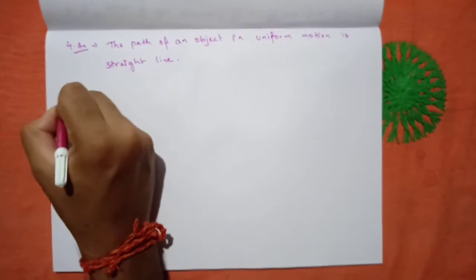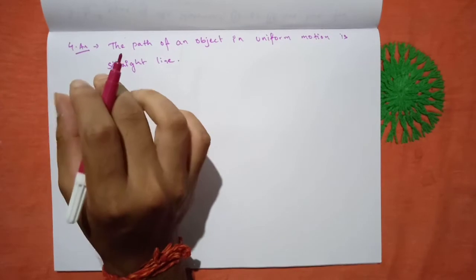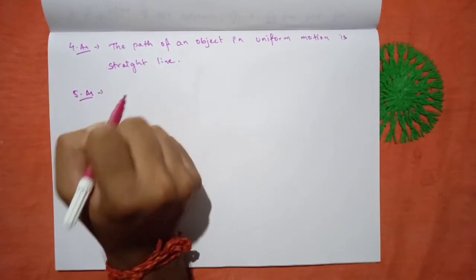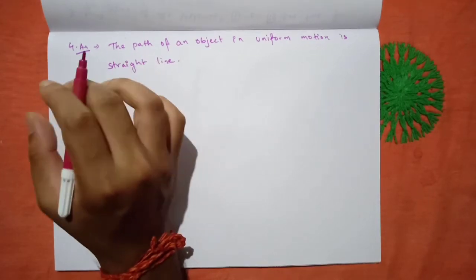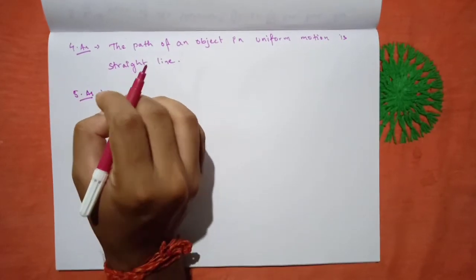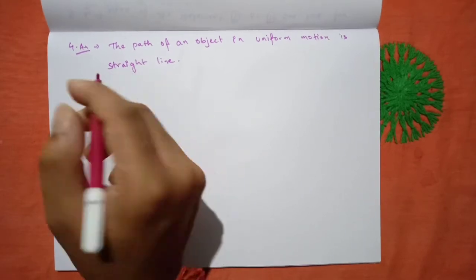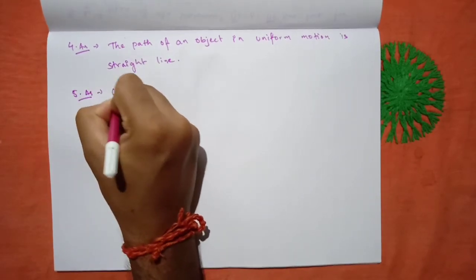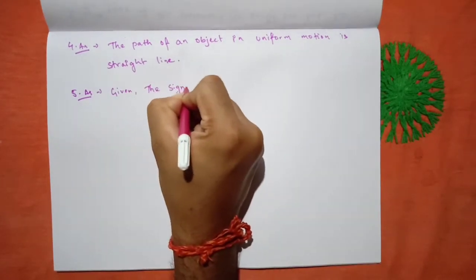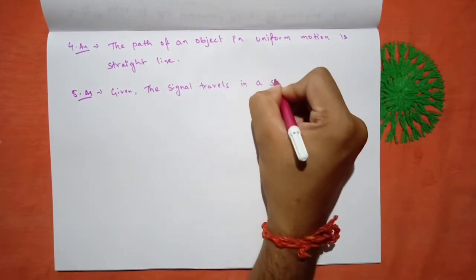Okay, so now the 5th question is, during an experiment a signal from a spaceship reached the ground station in 5 minutes. Okay, what was the distance of the spaceship from the ground station? The signal travels at the speed of light, that is 3 into 10 to the power 8 meter per second. So what is given here? Here given is the signal travels in a straight line.